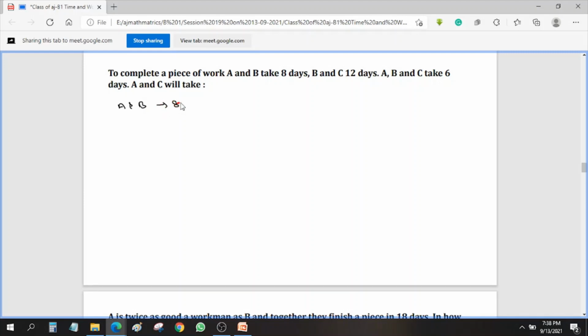Now A and B take how many days? 8 days. So 1 day's work will be 1 by 8. B and C take 12 days, so 1 day's work is 1 by 12. Now one more thing is given: A, B and C take 6 days, so 1 day's work is 1 by 6. Now we need to find out A and C. For that we need to find out A's work and C's work.